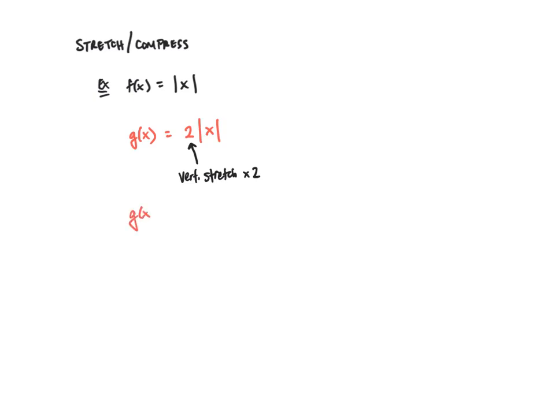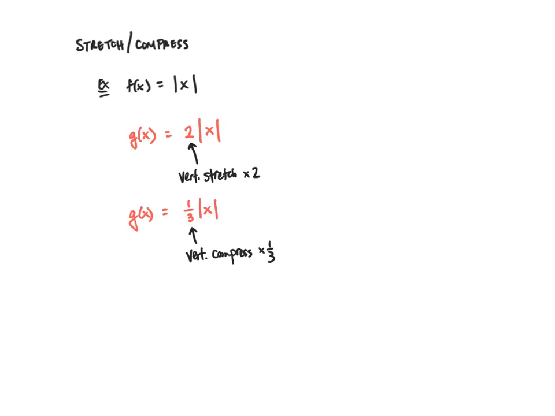Now what if that number was less than 1? Let's say it's like 1/3 the absolute value of x. Well, in this case, instead of the y values being twice as much, like it is in the 2 situation, it's only going to go up 1/3 as high. So that means that the y values are getting smushed. So this is a vertical compression or shrink by a factor of 1/3.